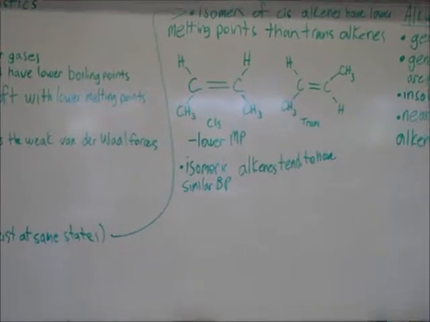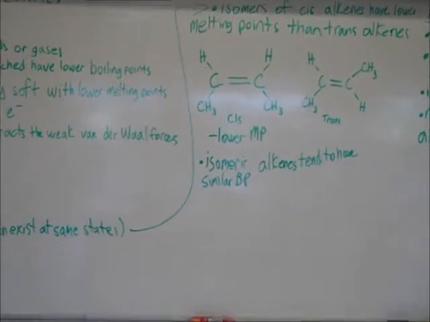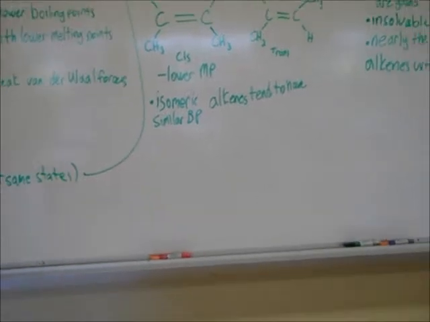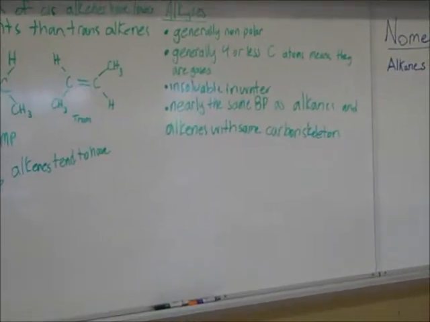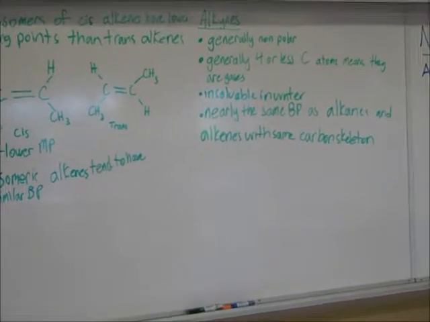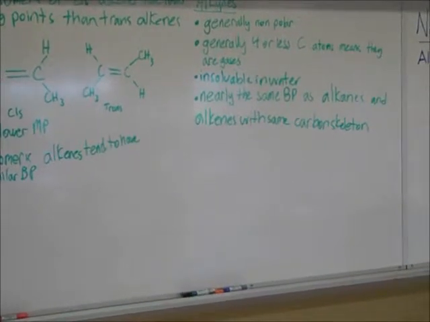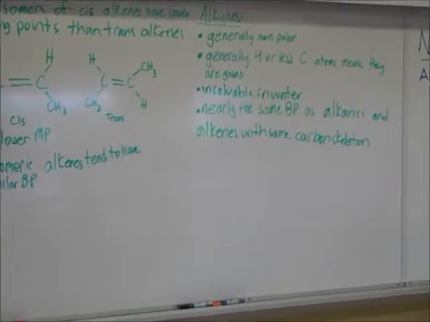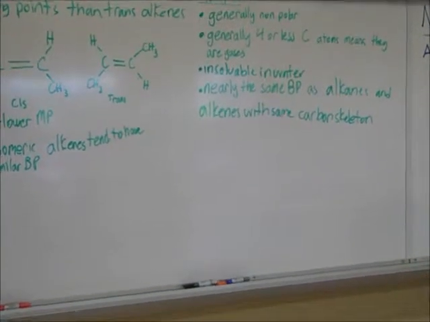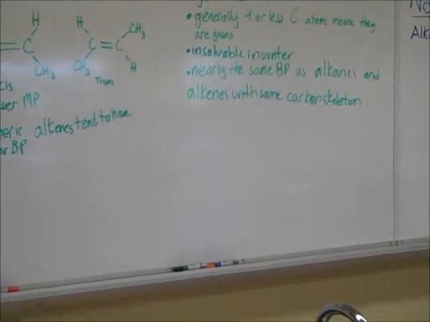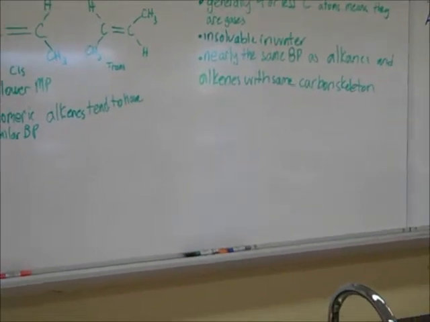Isomeric alkenes tend to have similar boiling points, so it's difficult to distinguish them by boiling point differences. And alkynes are generally nonpolar. Four or fewer carbon atoms in alkynes mean they are usually gases. Alkynes are insoluble in water, and they have nearly the same boiling point as alkanes and alkenes with the same carbon skeleton.